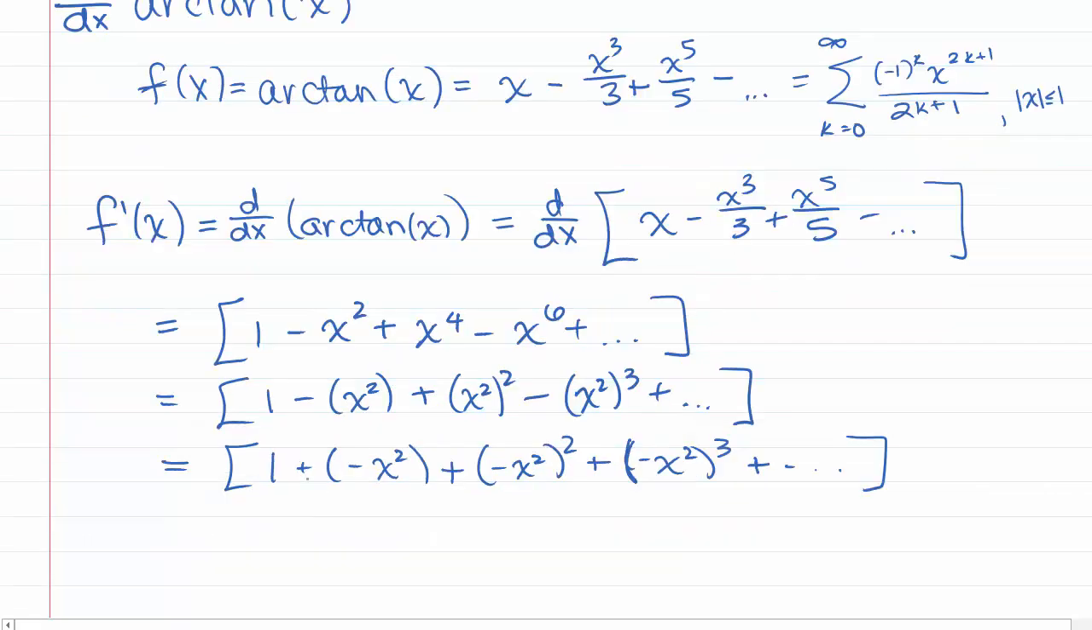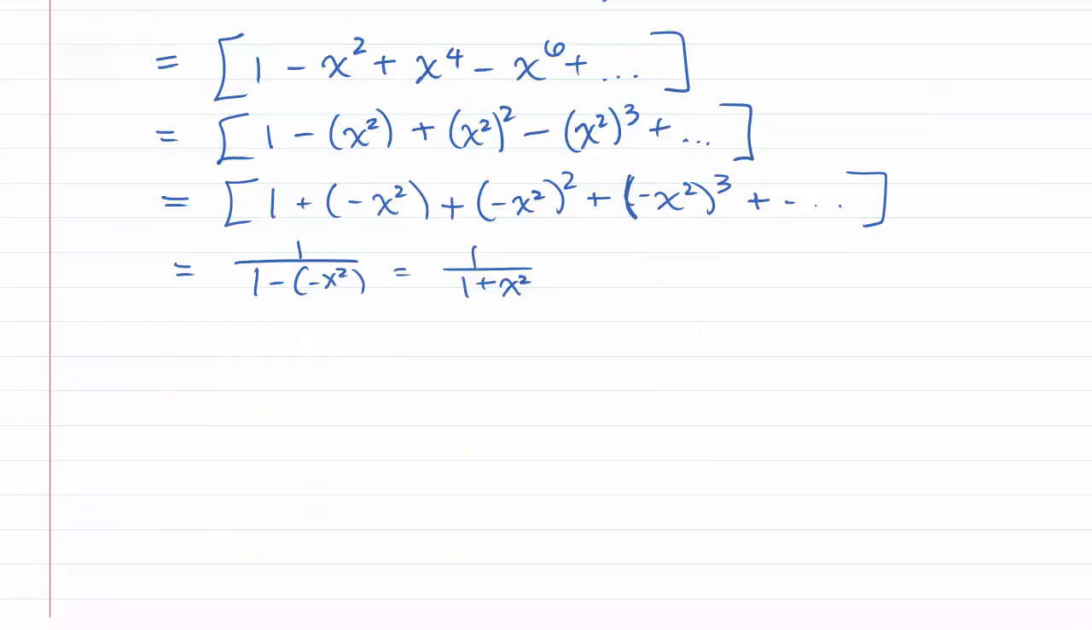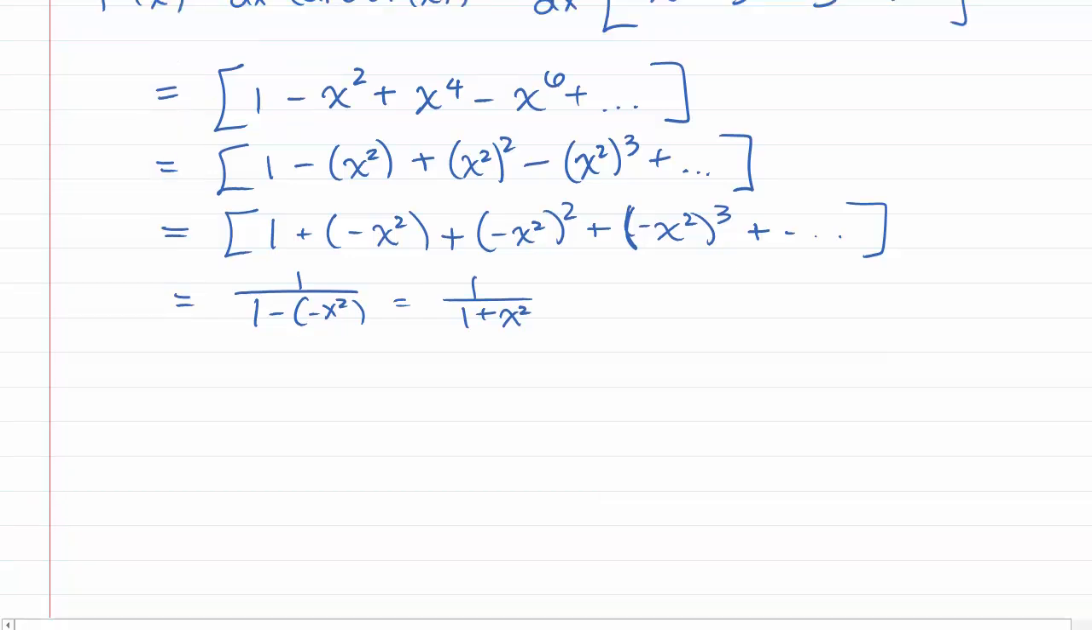So now we can see our power series is just geometric. It's multiplying by negative x squared each time. So this is going to be equal to 1 over 1 minus negative x squared, which is 1 over 1 plus x squared, which is what we expected, right? That's the derivative of arctan. But you could see how you could use a similar technique to find derivatives of things you didn't already know.